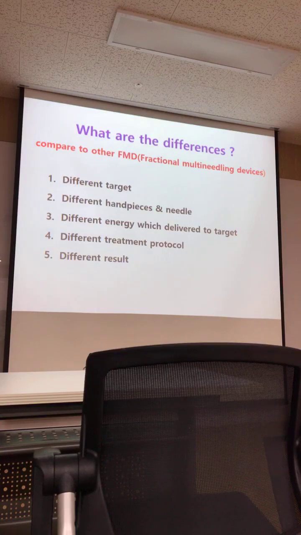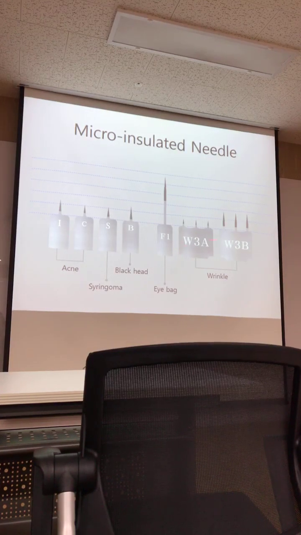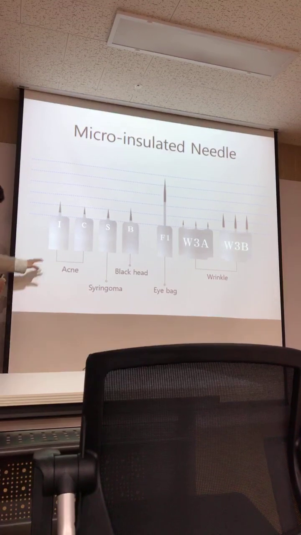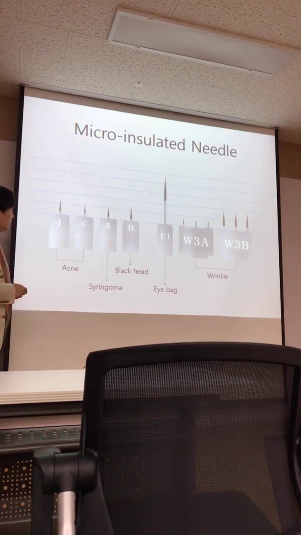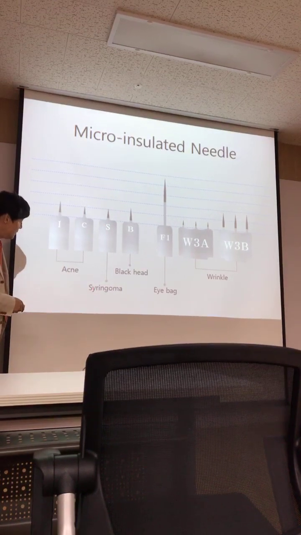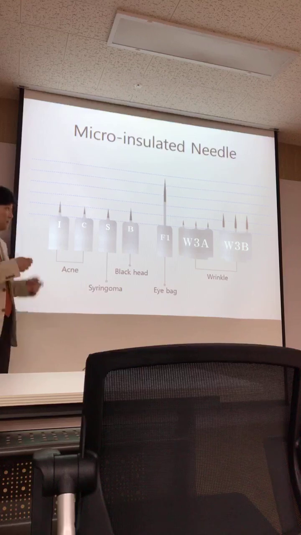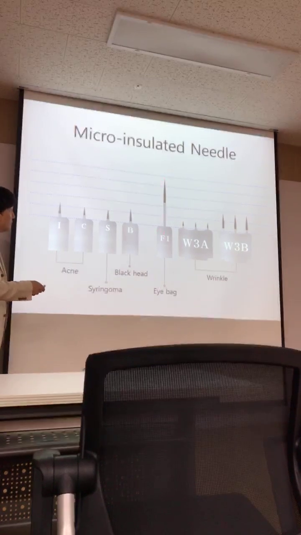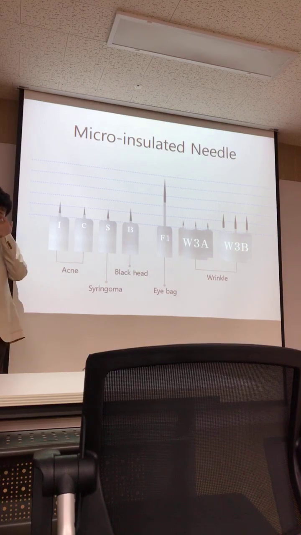And this is a needle, the microinsulated needles of Agnes. This I and C needle is for the acne. And the S needle, S means syringoma, so it is the needle for syringoma. B needle is for the blackhead of the nose. And F means fat. So F1, 1 means single pin. F1 needle is for the eyebag.